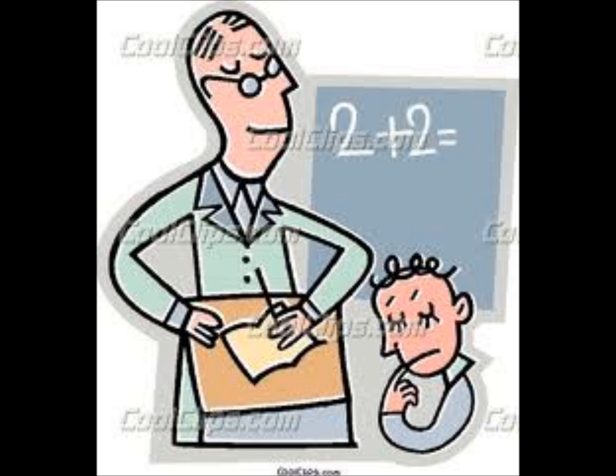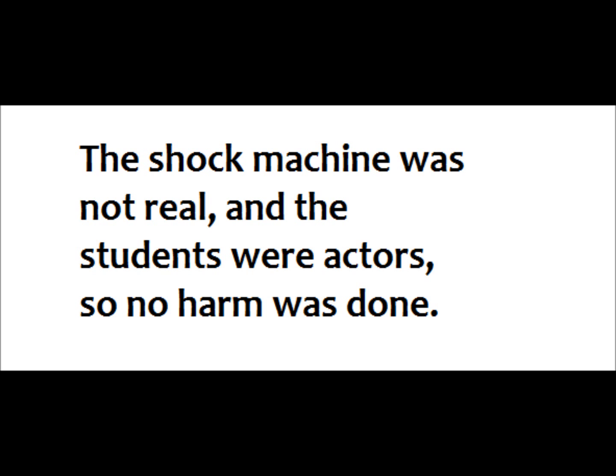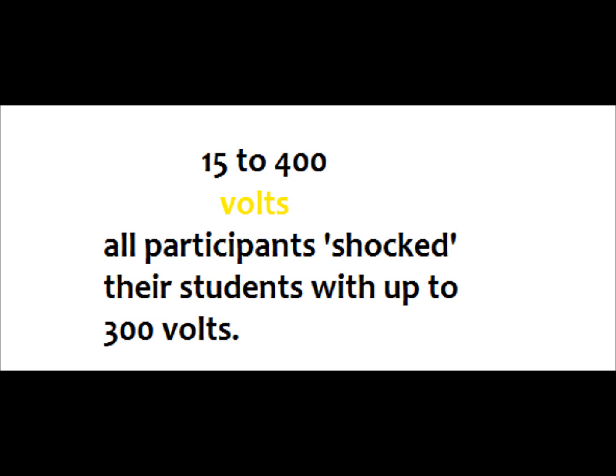In this experiment, there was a person playing the role of a teacher and a person playing the role of a student. The teacher was told by an authoritative figure to ask the student questions. If the student got the questions incorrect, the teacher was told to shock the student with a fake electric machine that the student was hooked up to. The catch is that the teacher didn't know that the shock machine was fake. They also didn't know that their student was an actor only pretending to be shocked. The machine had a range of shocks from 15 to 400 volts.